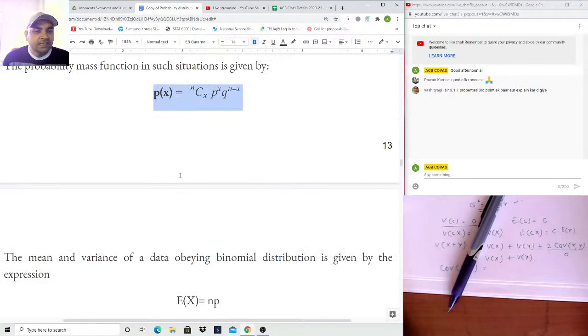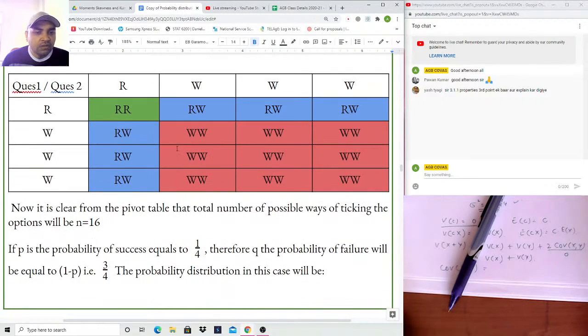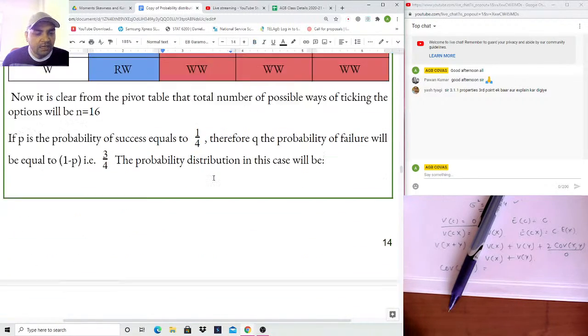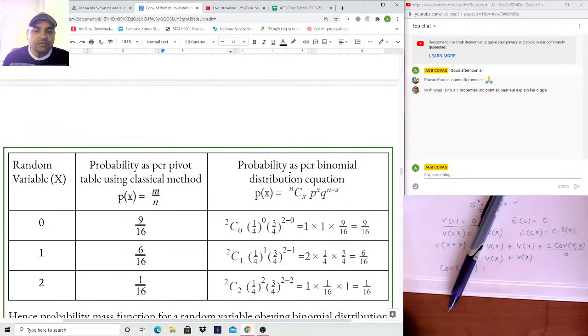So as we have calculated the probability using this pivot table, we can also do this using the binomial distribution equation. And why does this equation become important? Because here I am asking about two questions only. I may ask about 3 questions, 10 questions. Instead of 4 options, there might be 6 options, 7 options, so your probability of picking the correct answer also decreases. In that condition, you will require the probability as per the binomial distribution equation.